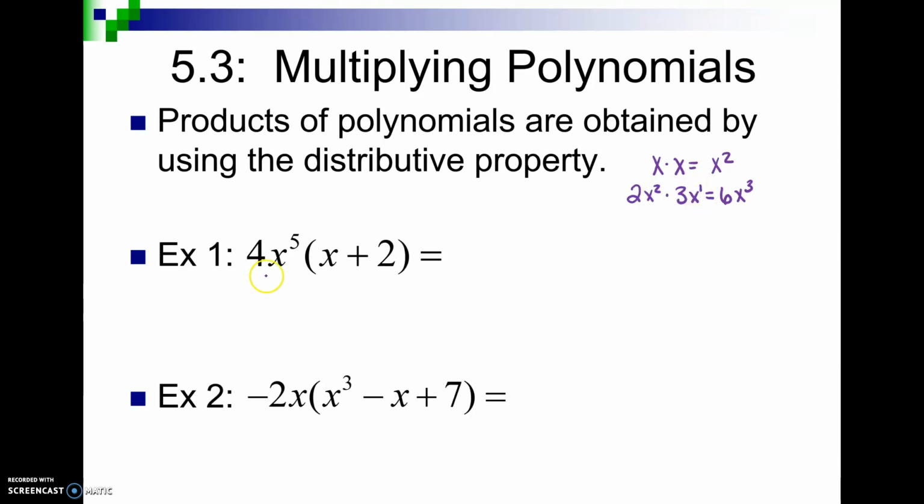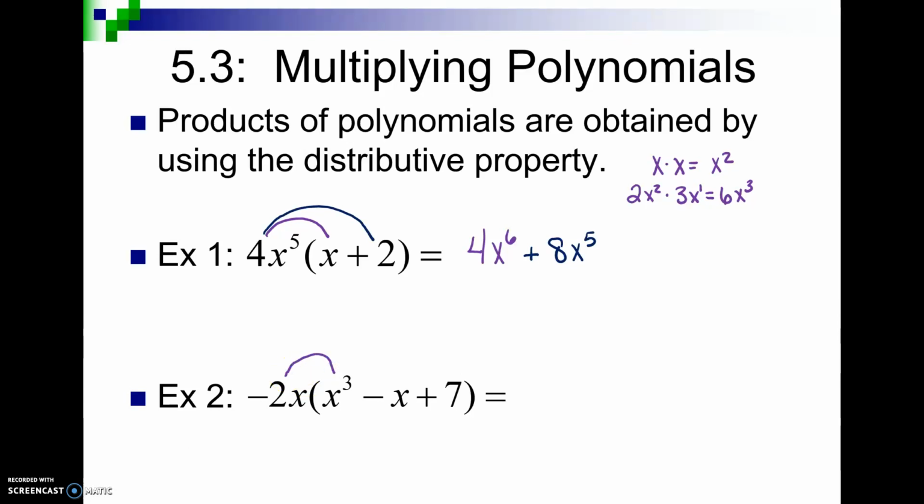So first we'll do a monomial multiplied to a binomial and a monomial multiplied to a trinomial. And this is just the distributive property. 4x to the fifth times x is 4x to the sixth. 4x to the fifth times 2 is 8x to the fifth. Why don't you try example 2 on your own? Pause the video, try example 2, and then play the video to check your answer.